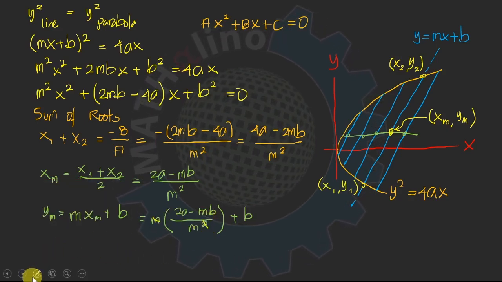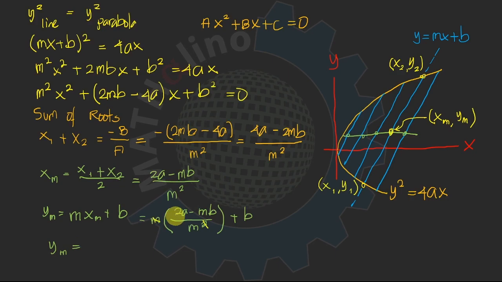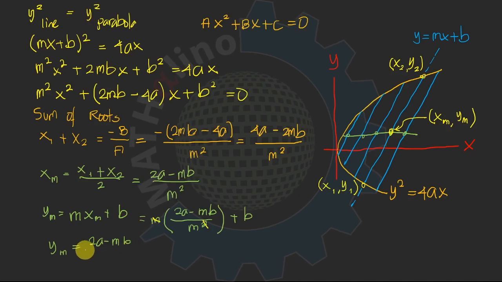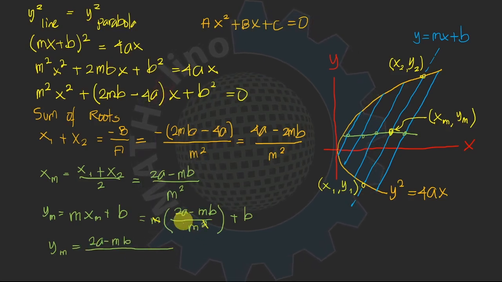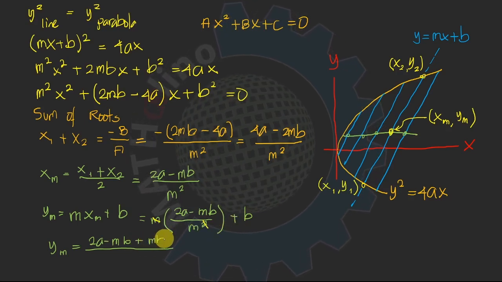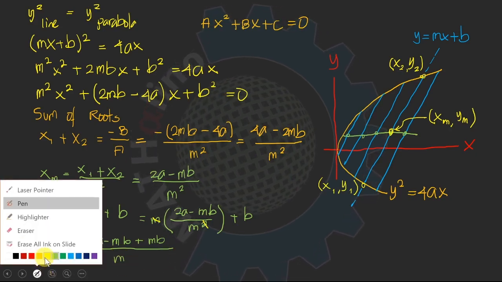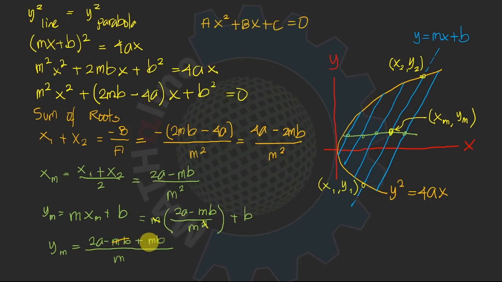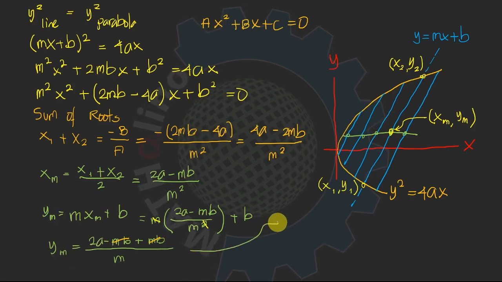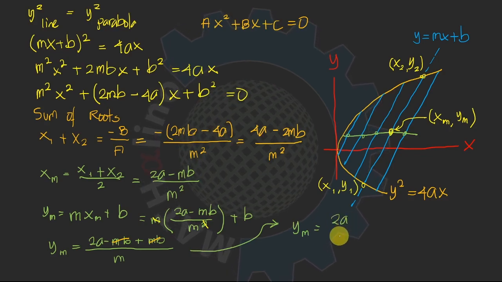So we have this, go back to green. We have this value of ym is equal to 2a minus mb all over, but I am going to combine this fraction to this quantity. M times b is mb plus mb all over m. Okay? Cancel out mb. This will sum up to 0. Negative mb, positive mb. What remains is the value of ym. We have this value of ym equal to 2a all over m.